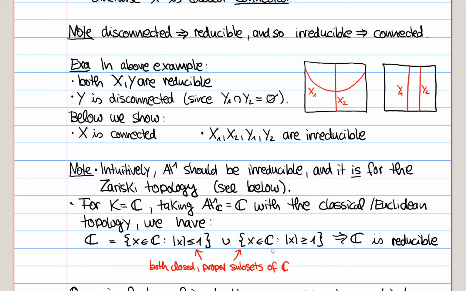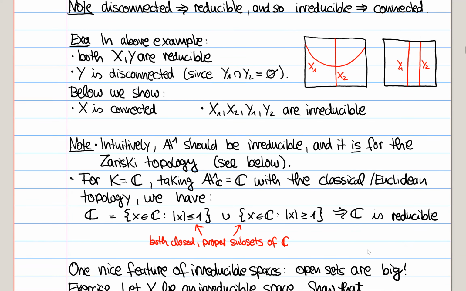Union, well, basically the complement of the open ball of radius 1. So everything except for a ball. And these are two closed subsets in the Euclidean topology. They're proper, they're not everything. And so because of this decomposition, C is reducible. Even though this looks like a single piece, if you look at the Euclidean topology, it can be decomposed. And so this notion of being reducible or irreducible is not super useful in the classical topologies, but it will be very useful for the Zariski topology.